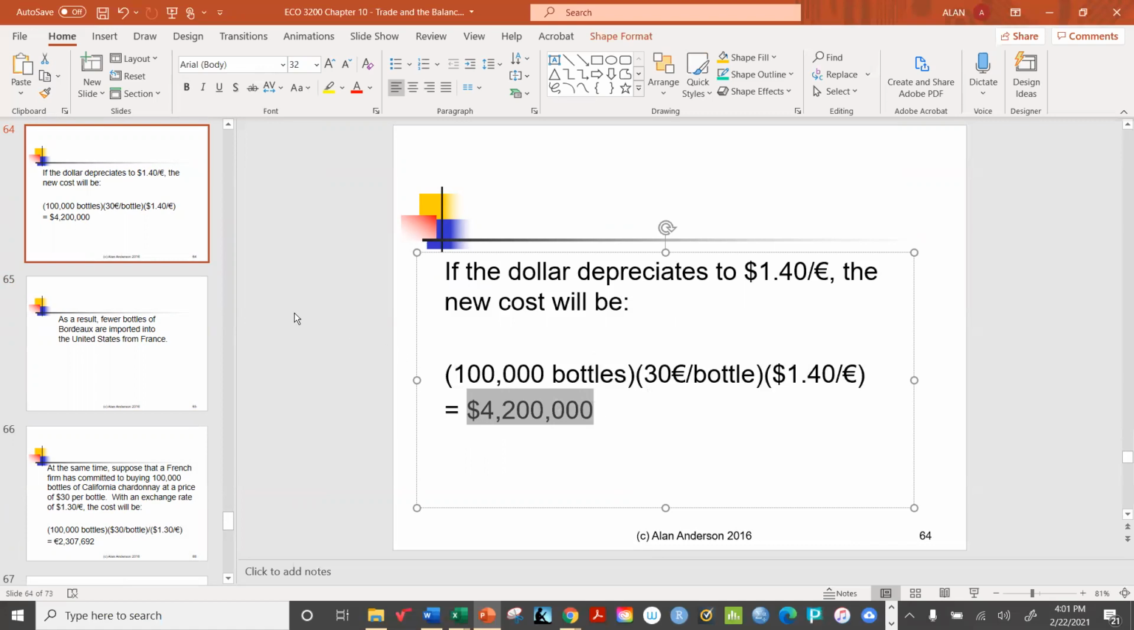So the weaker dollar is making this product more expensive in the United States, which means Americans will not buy as much of it. Okay, so the weaker dollar reduces imports because they become more expensive.